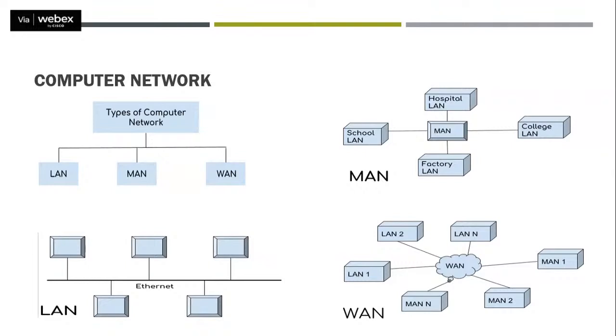If we are connected to the internet, that is called the wide area network. We can communicate from one person to another person, from our organization to another organization. These are the types of computer network: LAN, MAN, and WAN.